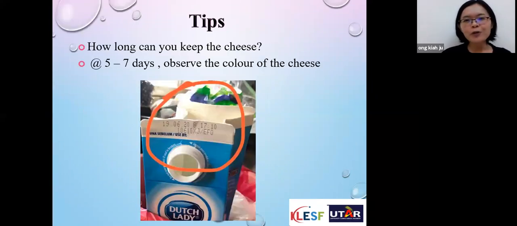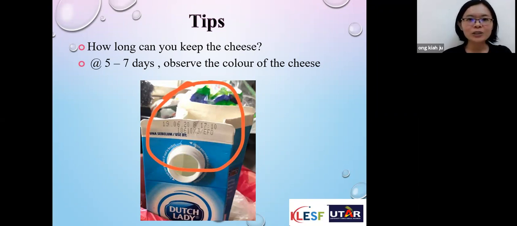Some of you may be curious how long you can keep the cheese. Normally, you can keep it for 5 to 7 days. Of course, you have to observe the color of the cheese. If the color is off from normal, slightly reddish or greenish, please do not consume the cheese anymore. If the color is normal, a whitish yellowish color, you can still consume it.